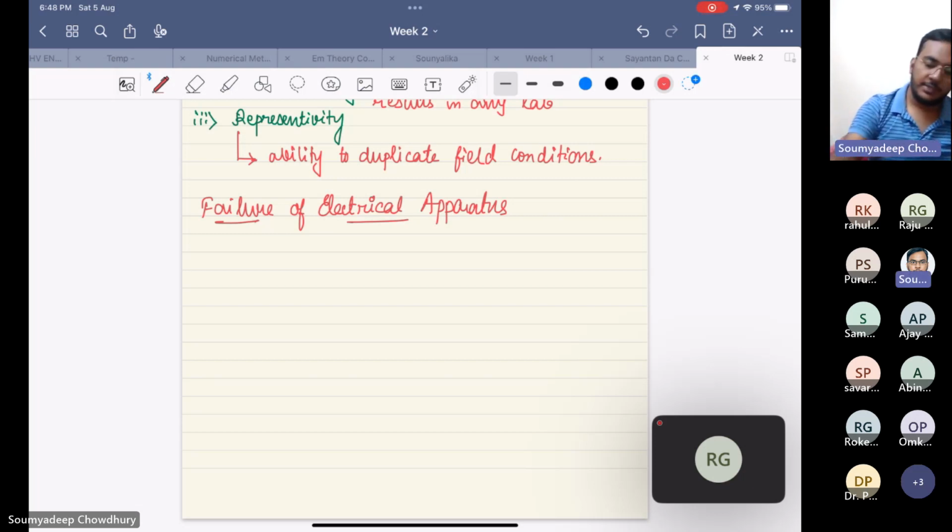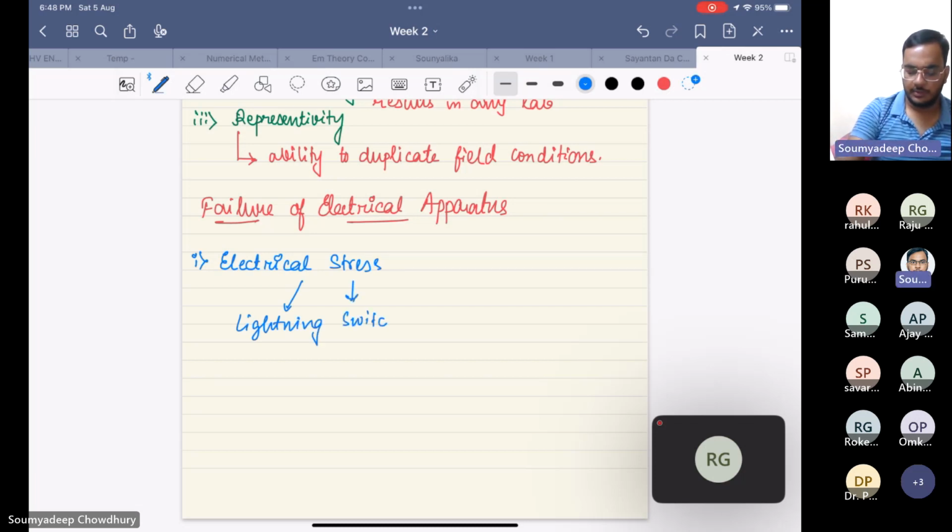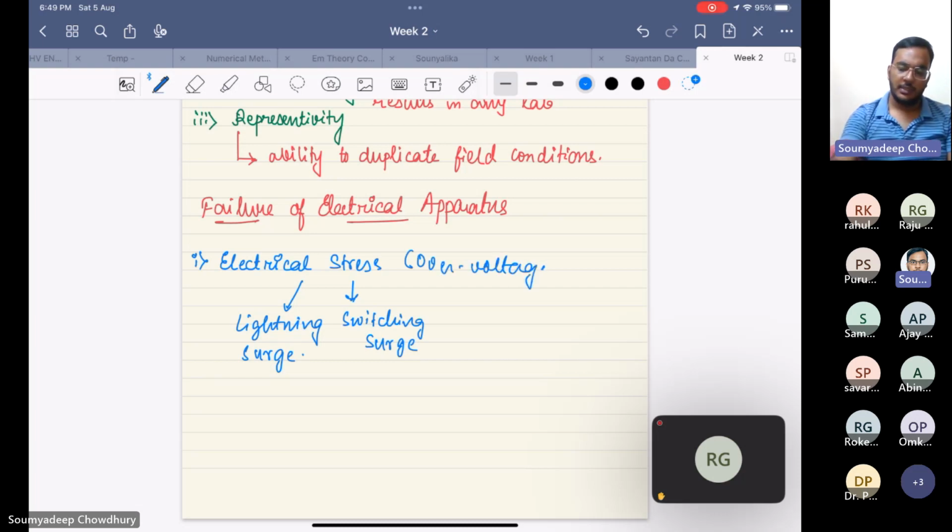So there are different kinds of stresses. Number one is electrical stress, as we are all talking about. Under electrical stress, we have lightning surge and switching surge. These are the main kinds of over voltage electrical stress. You can also call it over voltages, right? These are two types of over voltages or surge voltages which can appear across a power equipment, which can damage it. Apart from electrical stress, we also have mechanical stresses.